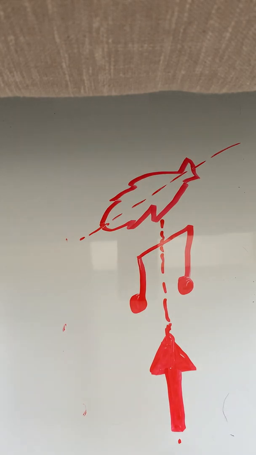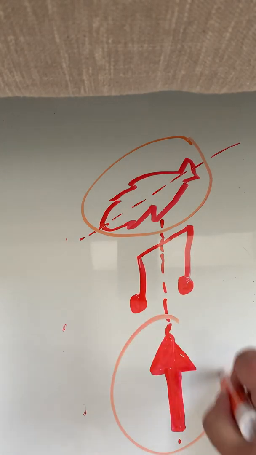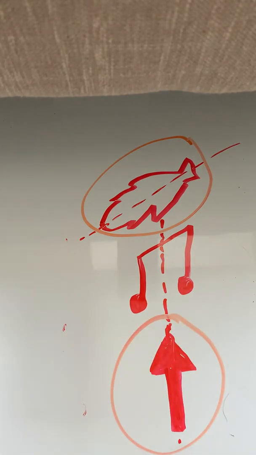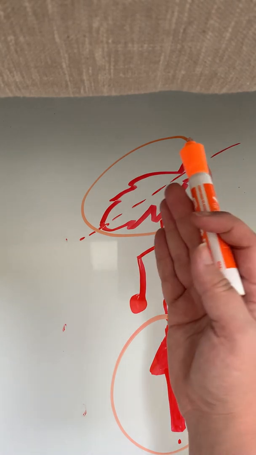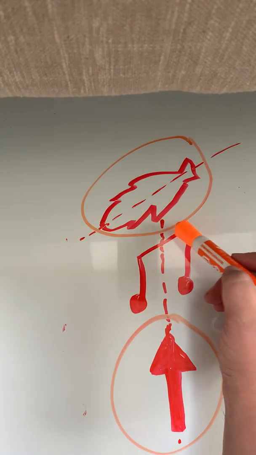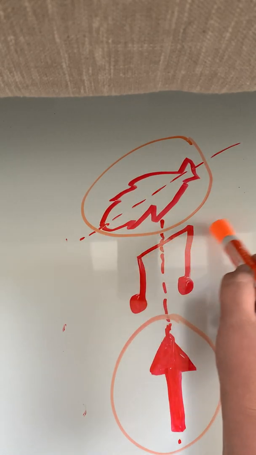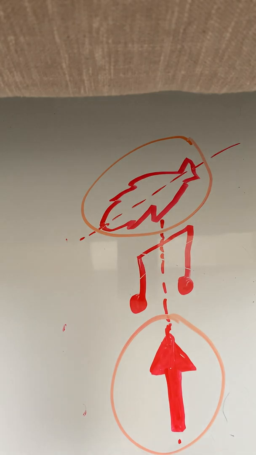If you said the leaf and the arrow were symmetrical, give yourself a round of applause. The music note is not symmetrical because if I were to fold this, look, this side is higher than the other side. So this is not symmetrical.